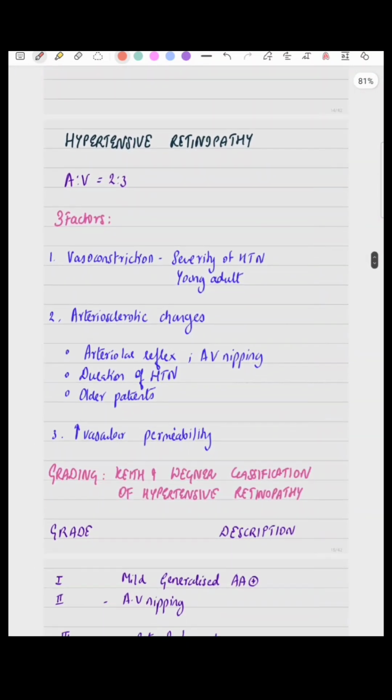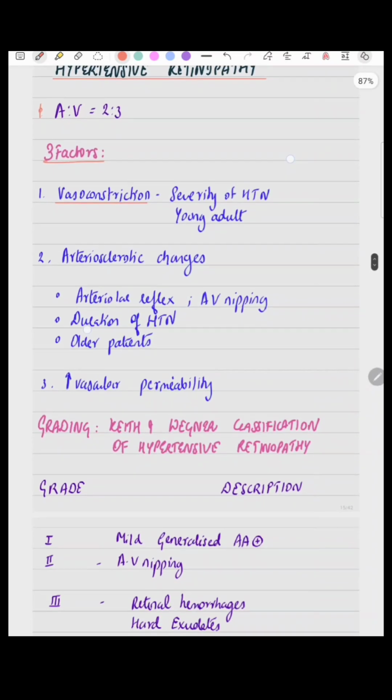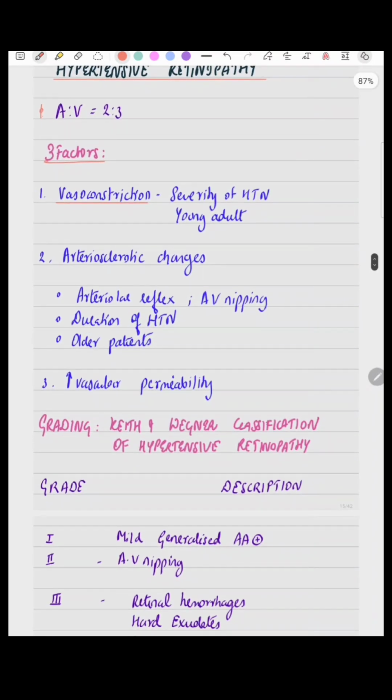Next we will discuss hypertensive retinopathy. The normal ratio of artery to vein is 2:3. There is narrowing of arteries which occurs in hypertensive retinopathy. Now, 3 factors play a role in the pathogenesis. First one is vasoconstriction. Now, this is related to the severity of hypertension and occurs in pure form in a young adult.